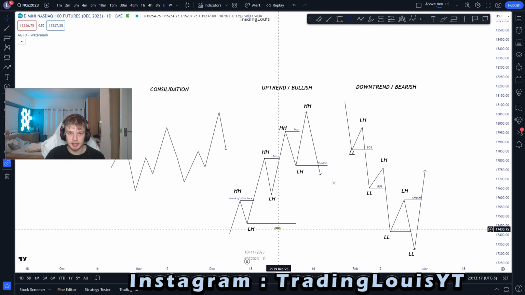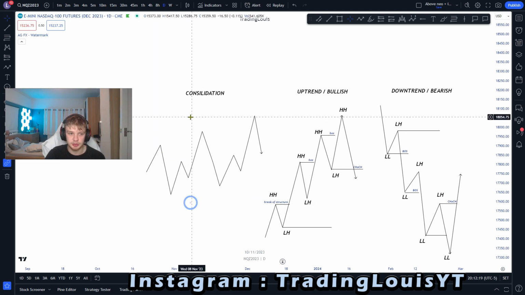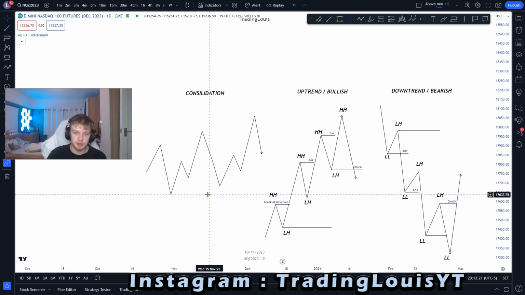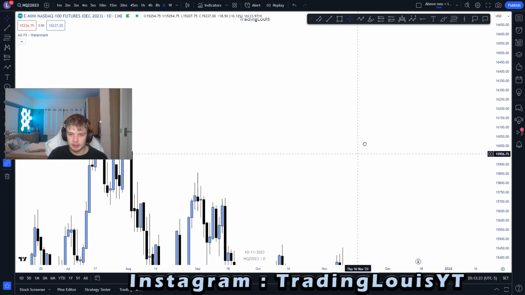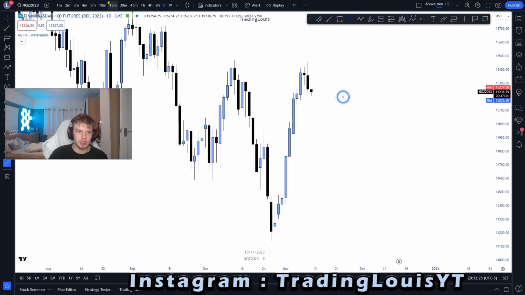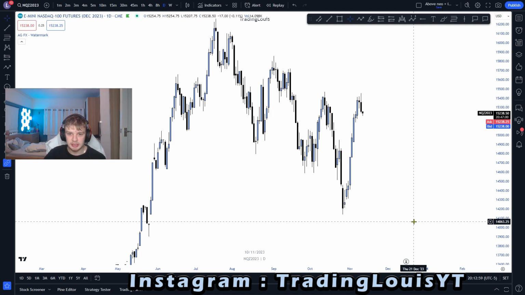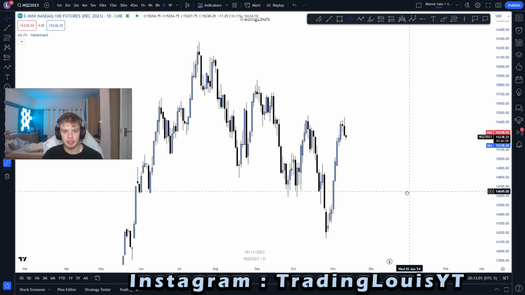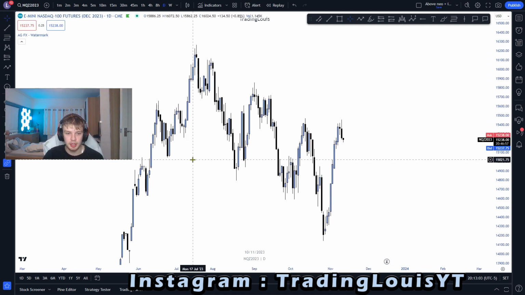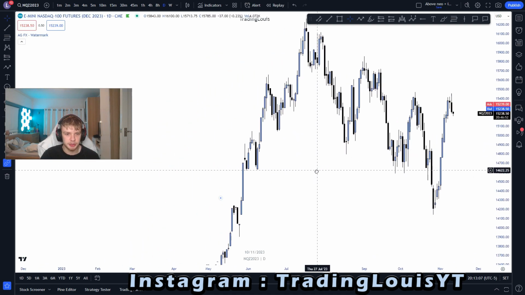So yeah, that is all a consolidation is. It's just when price is going pretty sideways. So now let's go into a chart example. This is an example I'm going to be using. It is on a daily time frame, but it's just very clear price action.